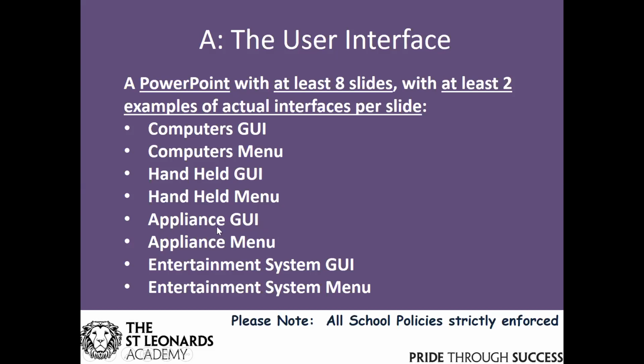Appliance GUI: 2 examples of pictures used to help you navigate an appliance of some kind, be it a refrigerator, a washing machine, whatever appliance you pick. And 2 examples of word menus being used to help you navigate an appliance or tell it what to do. Then the same for entertainment system, a picture interface and a words or menu interface for entertainment systems.